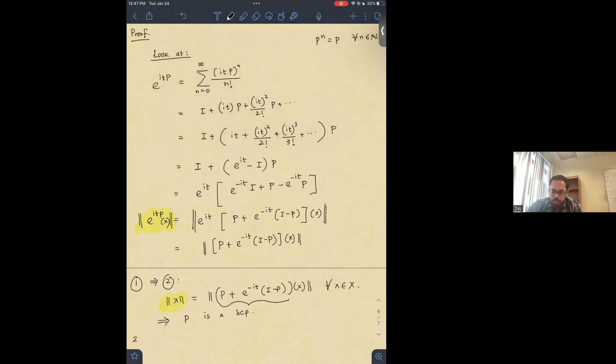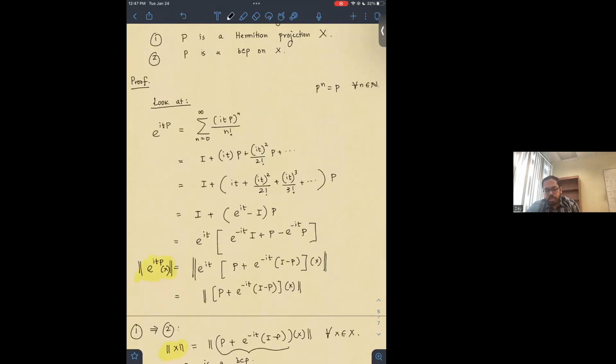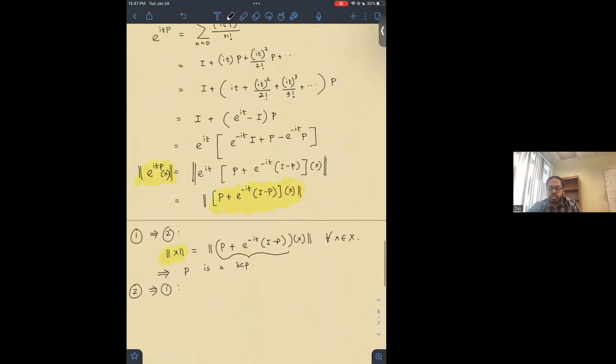So how about 2 implies 1? It's the same thing. 2 says that P is a bicircular projection. So this operator is an isometry, which proves that this is equal to the norm of x. So that implies that the norm of e to the itP x is equal to the norm of x. That actually implies 1. So they are equivalent. They are actually equivalent.